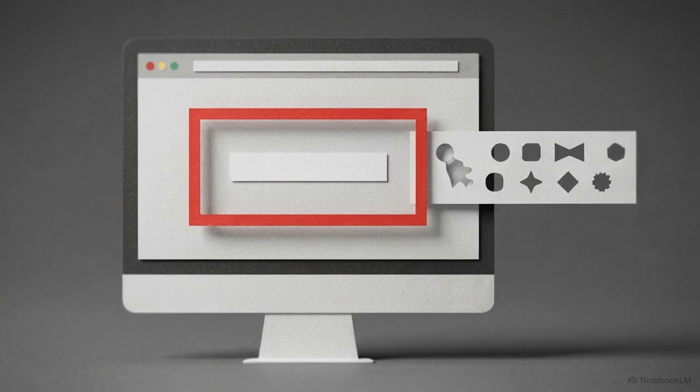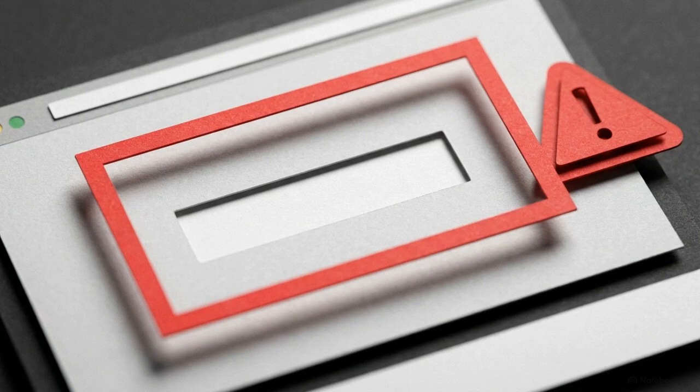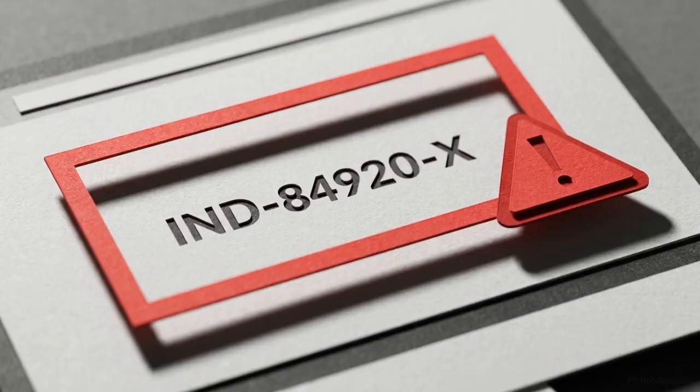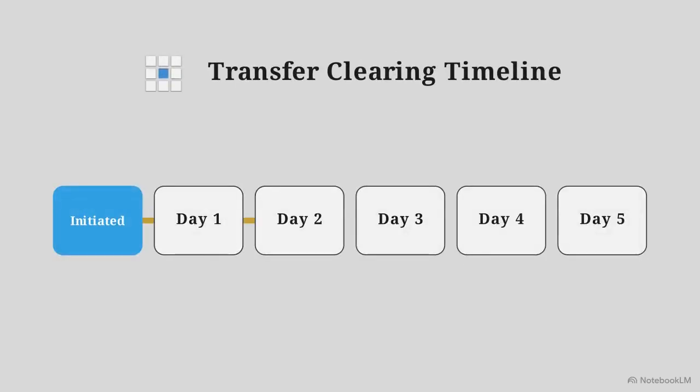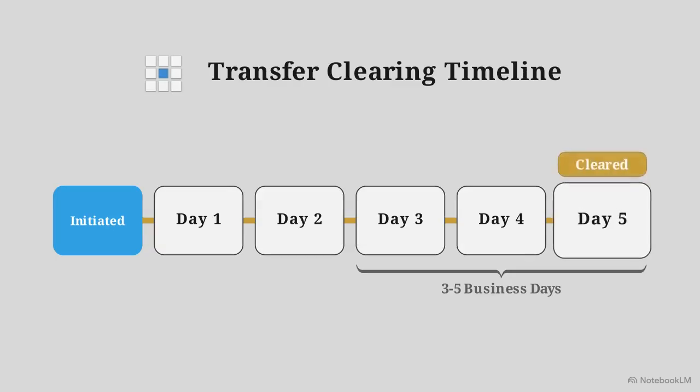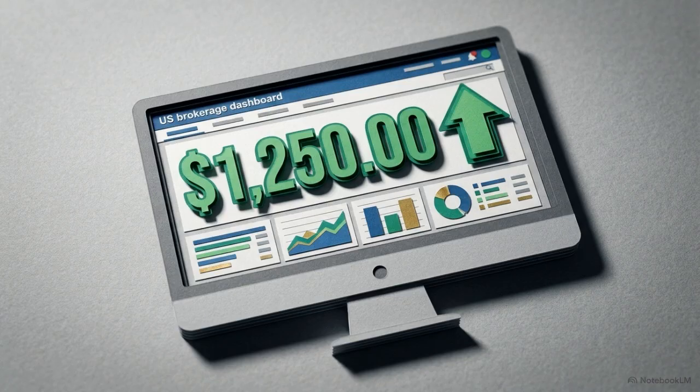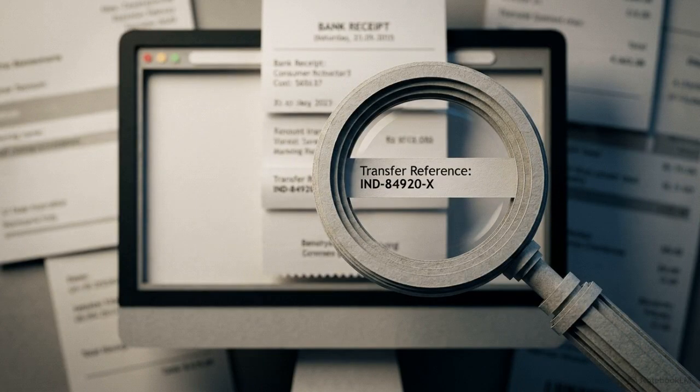There is one critical step in the transfer portal, the remarks or description field. You must paste your unique IND money code here. If this field is empty, the bank cannot route the money to your specific account. Once the transfer is initiated, expect the funds to take 3 to 5 business days to clear the banking system and appear in your US brokerage balance. Precision with that single digital code prevents your capital from being stuck in banking limbo for weeks.